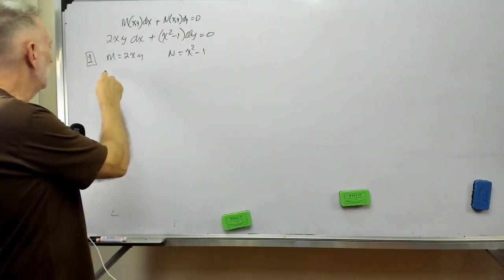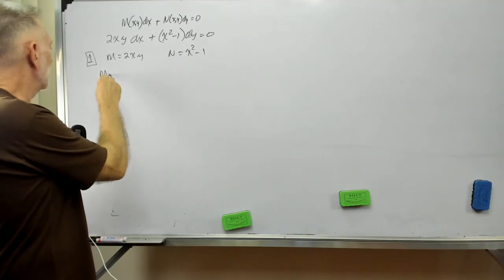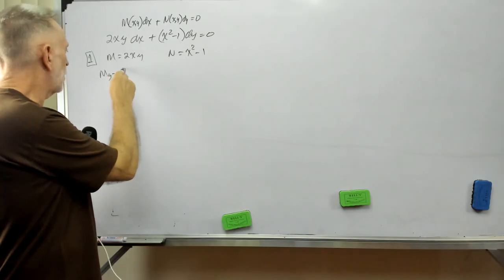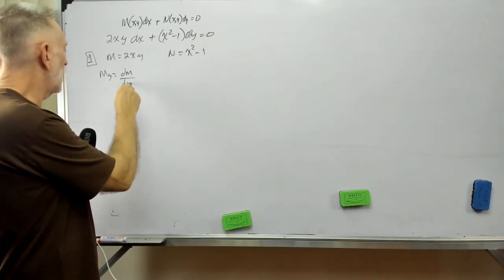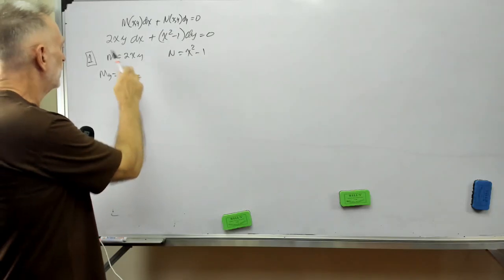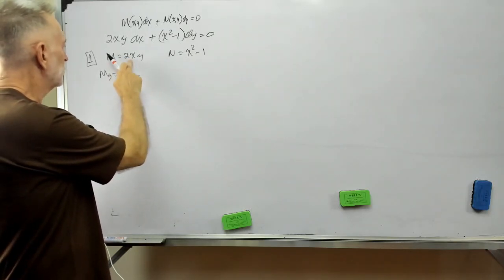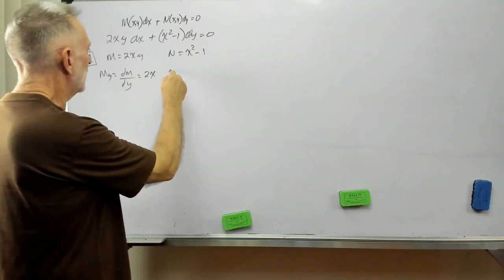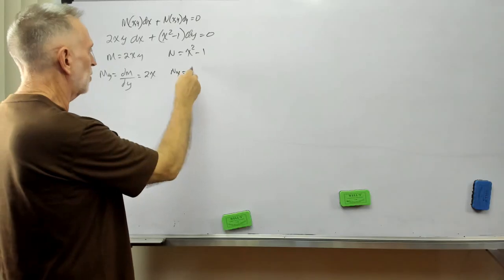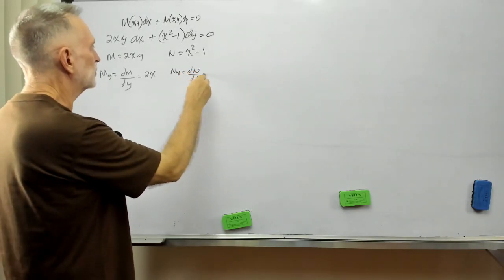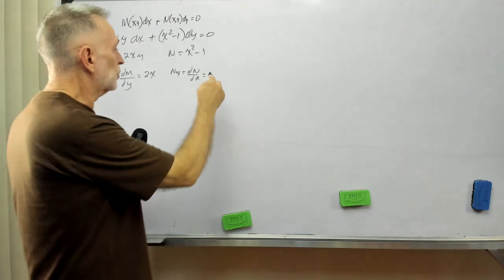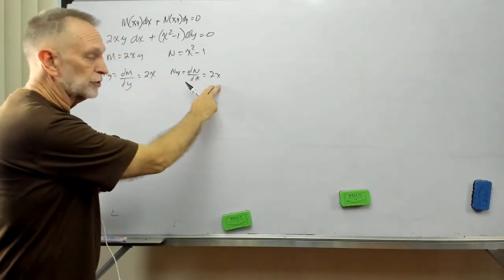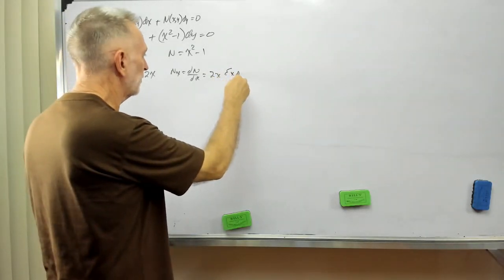Now, you'll notice in a lot of textbooks they'll say M sub y, and what that means is take the partial of M with respect to y. So that's another way of writing that. 2x is a constant, so the derivative of 2xy is 2x. Now I'm going to take N sub x, which is the partial of N with respect to x. Derivative of x squared is 2x, derivative of the constant is 0. So 2x equals 2x. So this is exact.